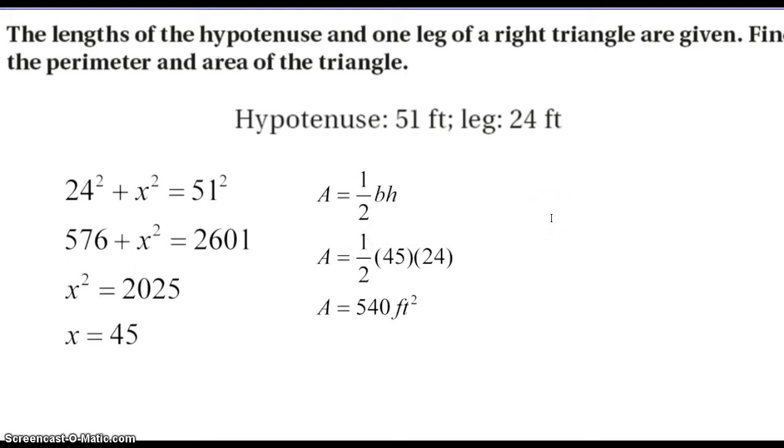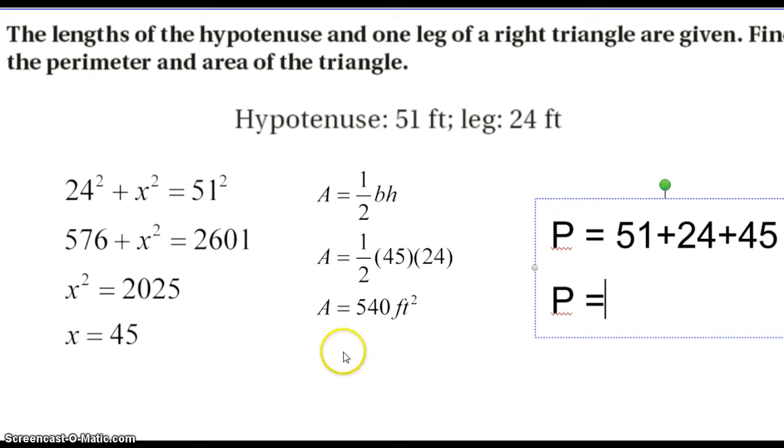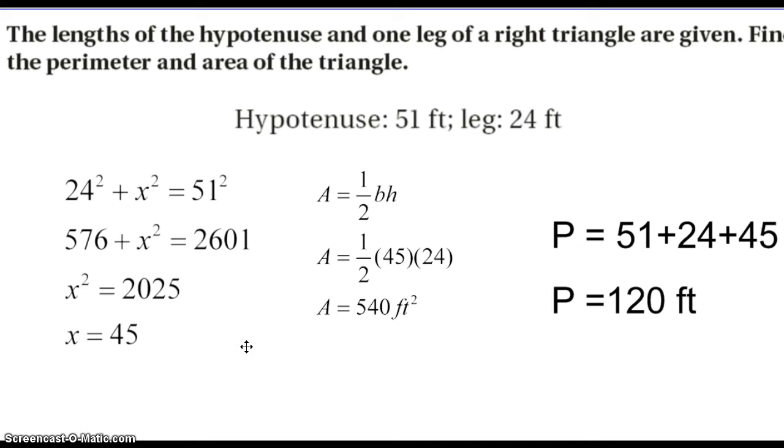I just read that it asked for perimeter. And so if you thought about your triangle, it's a right triangle. I would have 51 plus 24 plus 45. And the perimeter would be 120 feet. And so the big thing you've got to remember is that area is feet squared, inches squared, units squared, and that perimeter is just feet. It's around the outside. How much did you go around?